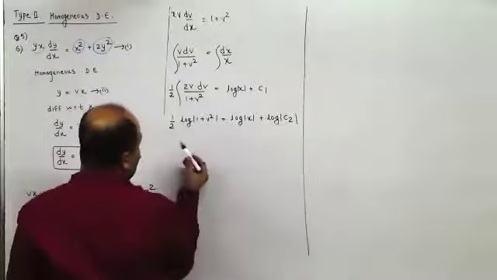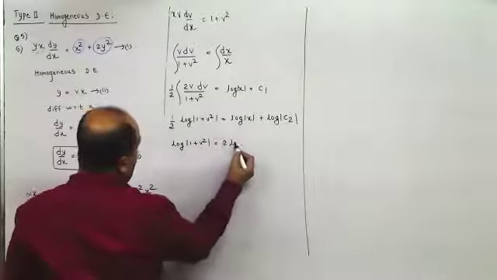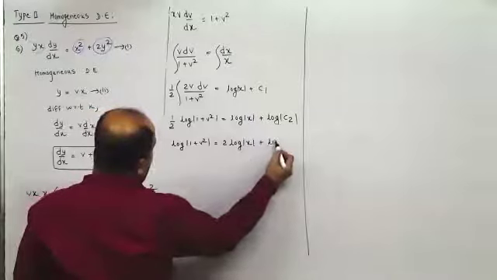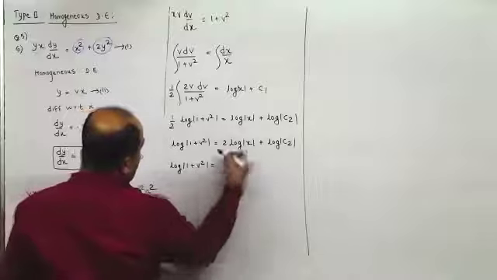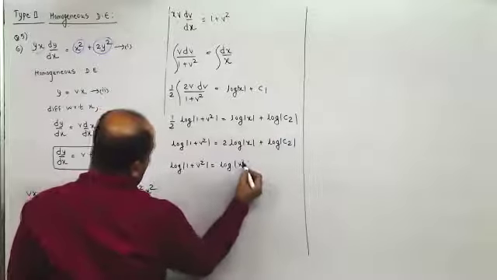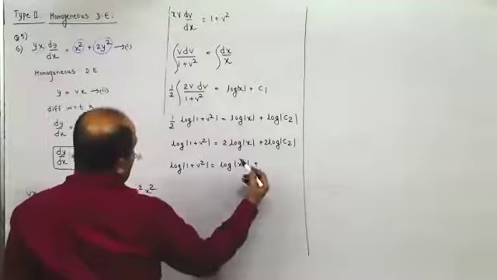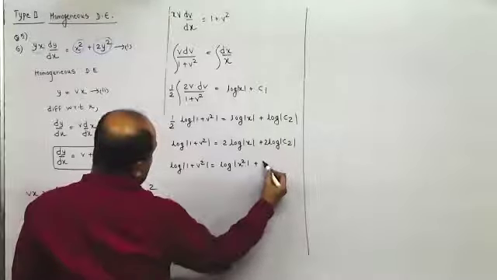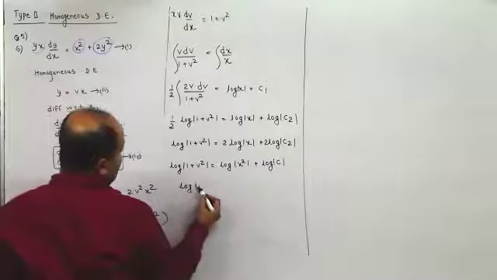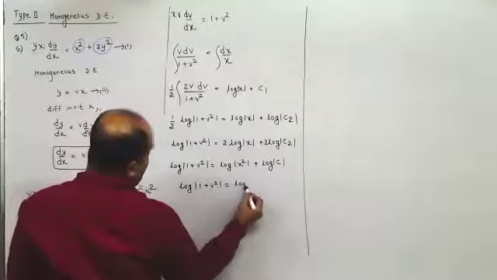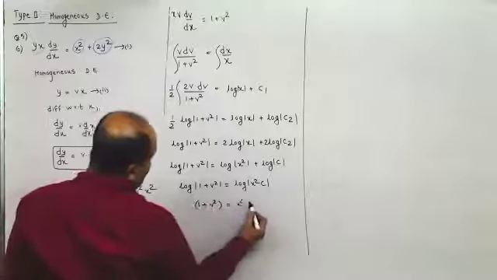Now, when I multiply both sides by 2, I get log of 1 plus v square. 2 upon 2 gets cancelled. I'll get 2 log x plus log C2. I'll get here log 1 plus v square. I'll get log x square plus 2 log C2. So this would be log of C2 square, or I'll say log of C. Now this would be log 1 plus v square equal to log of x square into constant. So 1 plus v square equal to x square into constant.